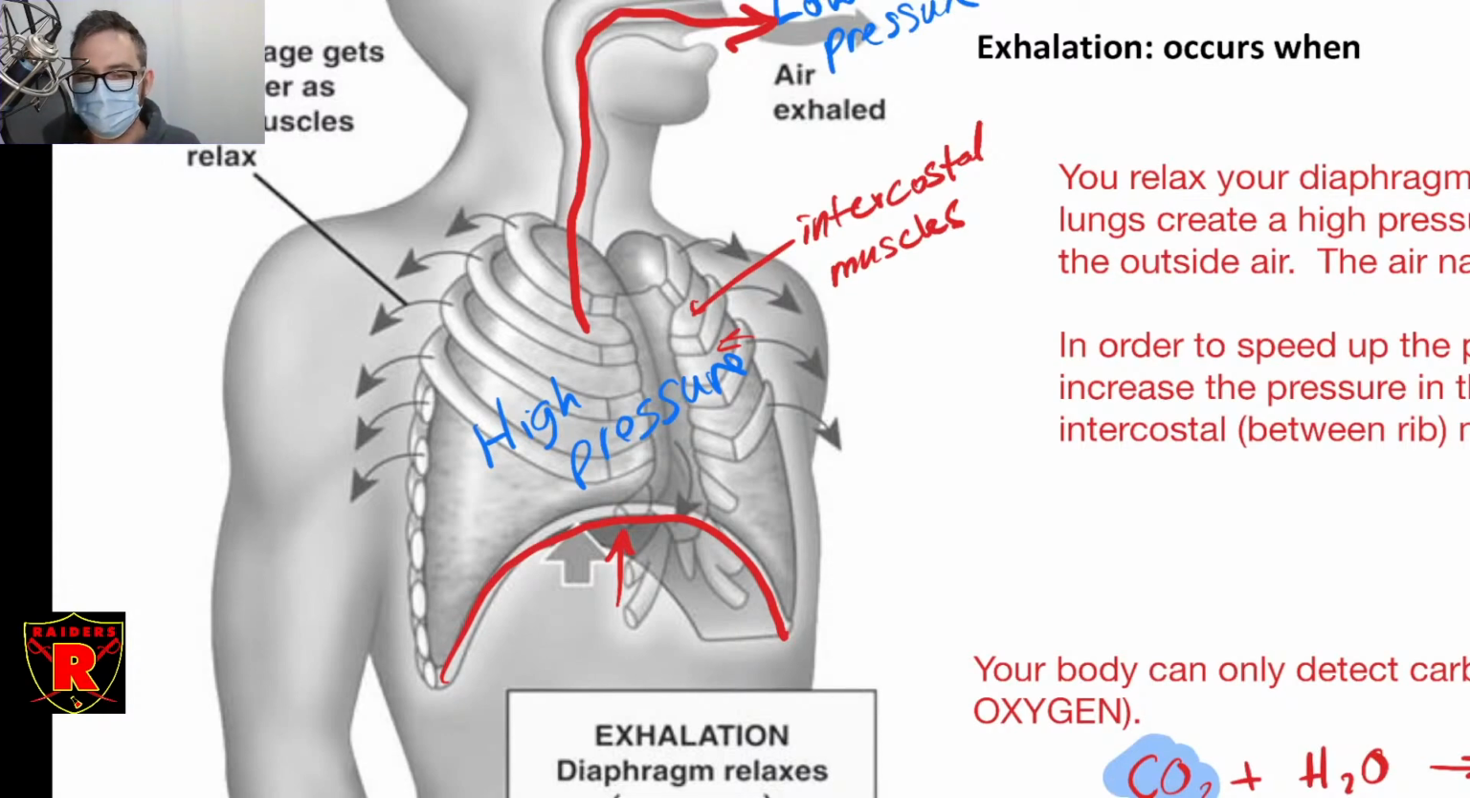If you've ever blown up a balloon before, you've used this process, because the natural pressure that comes from just relaxing your diaphragm is not enough pressure to inflate a balloon. You actually have to push on the balloon. You have to push air into the balloon in order to inflate it. So in order to do that, you actually do have to utilize your intercostal muscles and increase the pressure in your thoracic cavity to force air out.